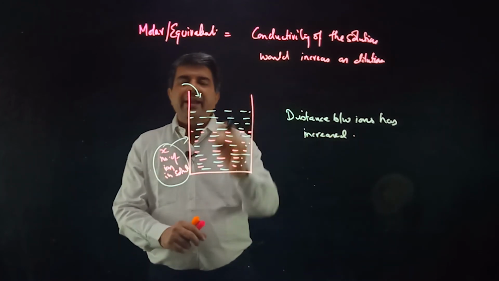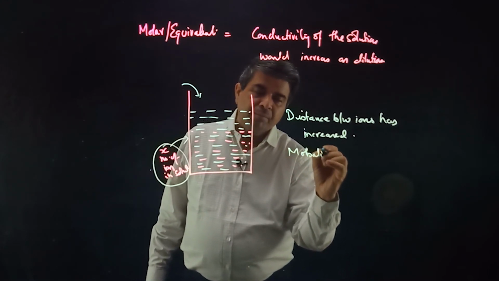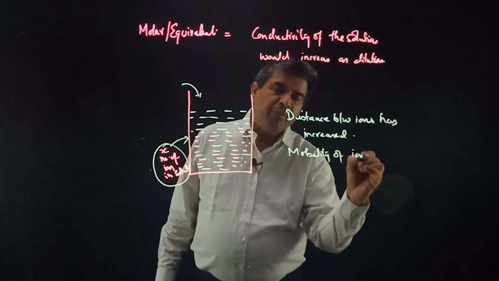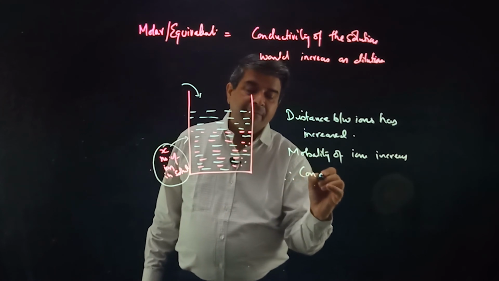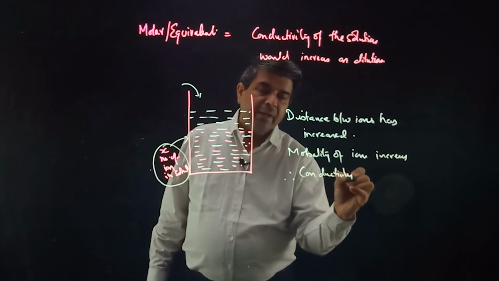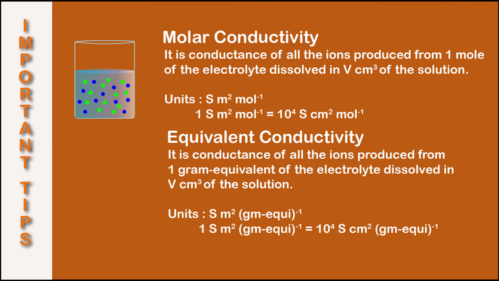Because distance between ions has increased, so mobility of ions increases, therefore conductivity increases. On your screen you have the details of equivalent and molar conductivity and how it increases. You can take a snapshot or you can jot it down. So this was all about the specific, molar and equivalent conductivity variation with dilution.